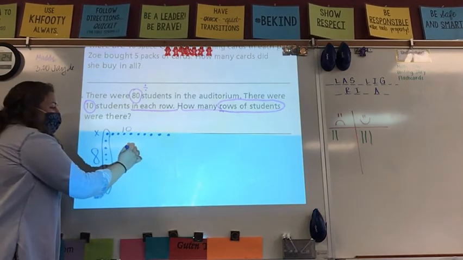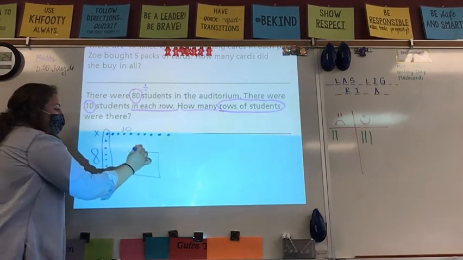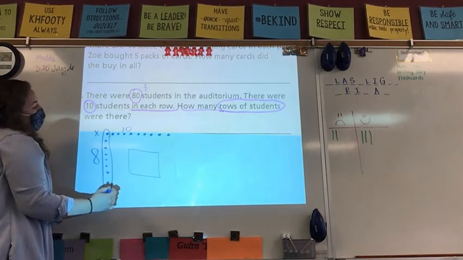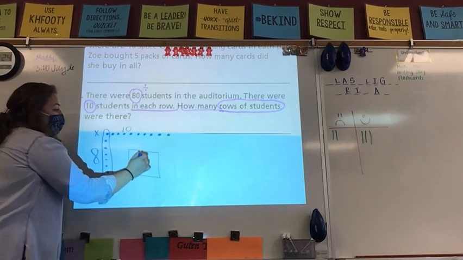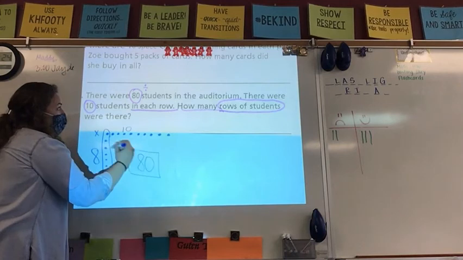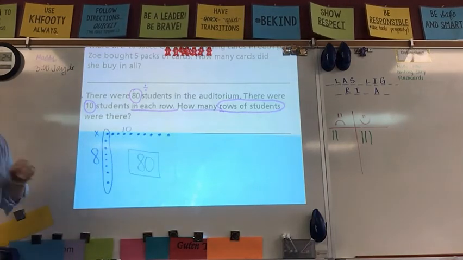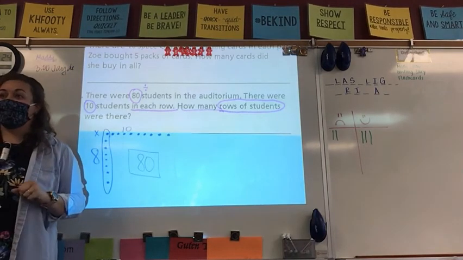To know that my total inside would be how many? 80. 80, right? There were 80 total students, and we just organized them. We just arranged them into that fast array.